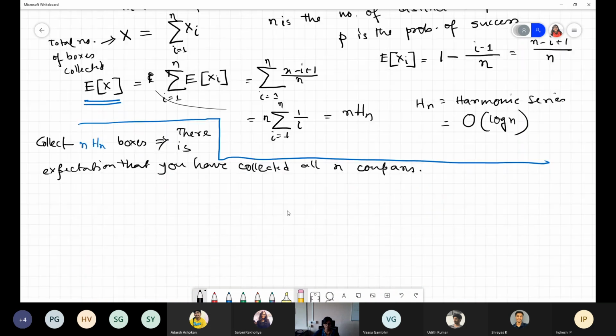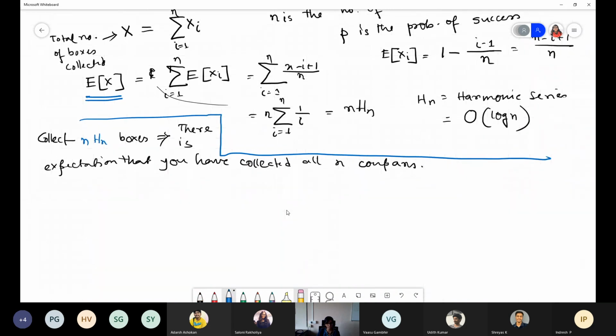But it is expectation only. Now what do we want to do? We want to find the tail bound of this expectation. That is, how much the actual value is going to vary from this expectation. So first you apply Markov's inequality.